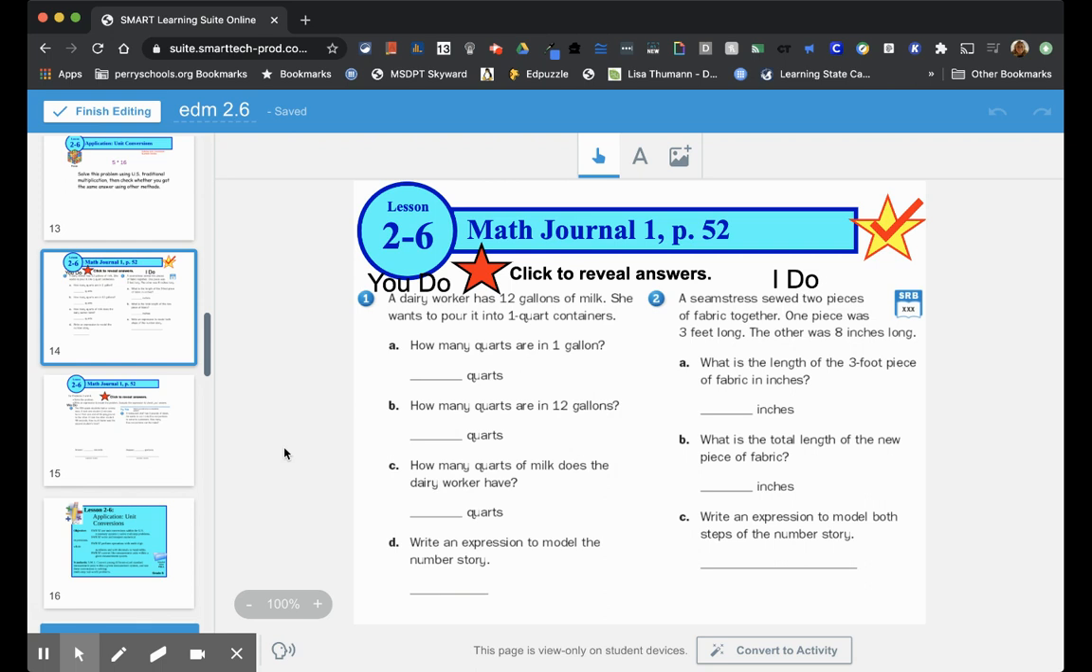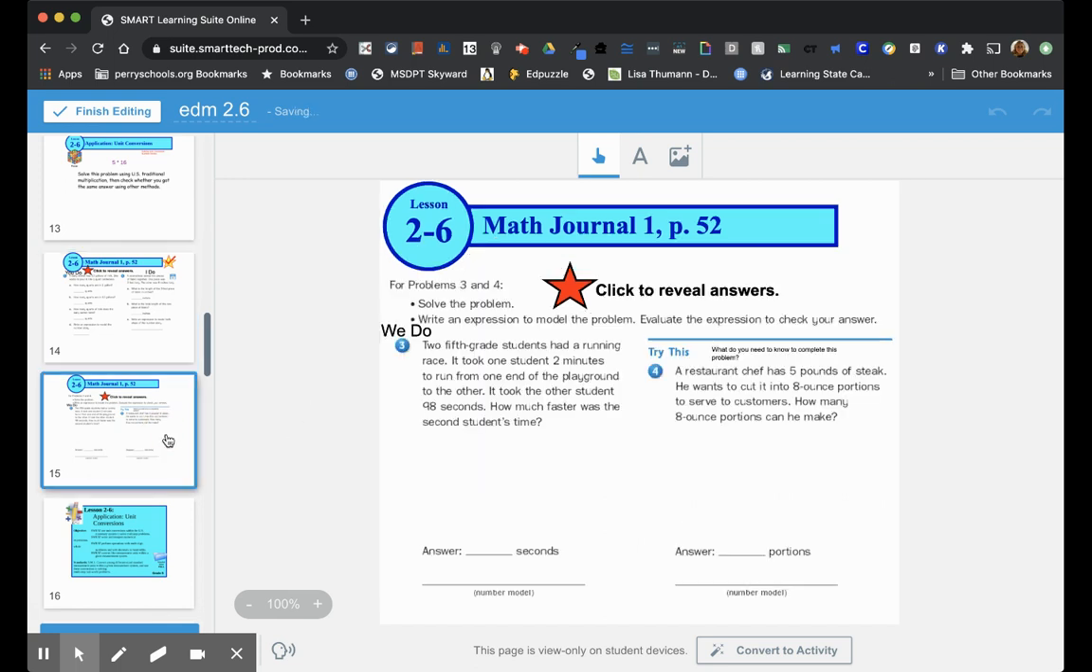Okay, my computer cut me off. So picking back up where we were, I just spoke about the I do, and we went through that, and I was getting ready to talk to you about the you do. Before we do the you do, let's look at number 3 on page 52. This is one that we would do together, so we're going to talk through this one.